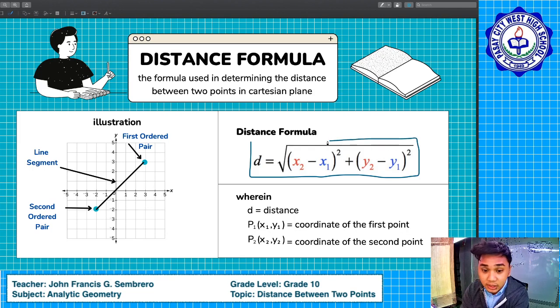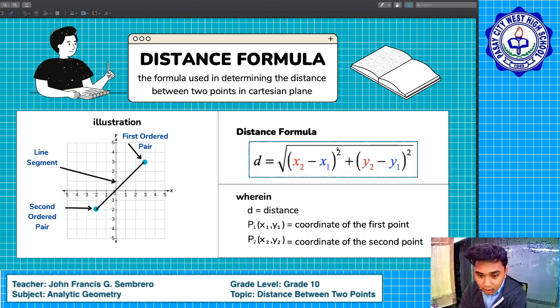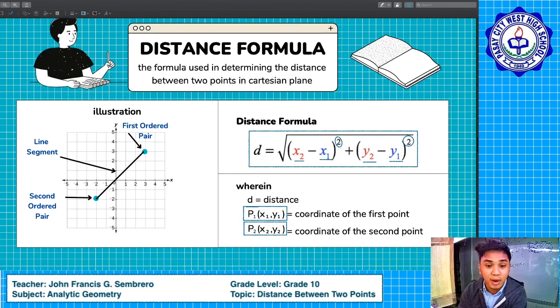Distance is equal to the square root of the square of the difference between x sub 2 and x sub 1 plus the square of the difference between y sub 2 and y sub 1. Wherein your d is your distance, your p sub 1 is the coordinate of your first point, and your p sub 2 is the coordinate of your second point. Let's try to solve a particular problem.